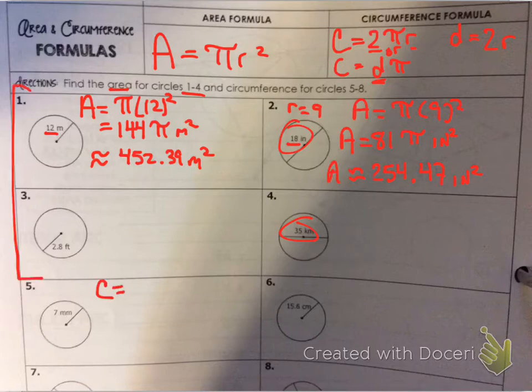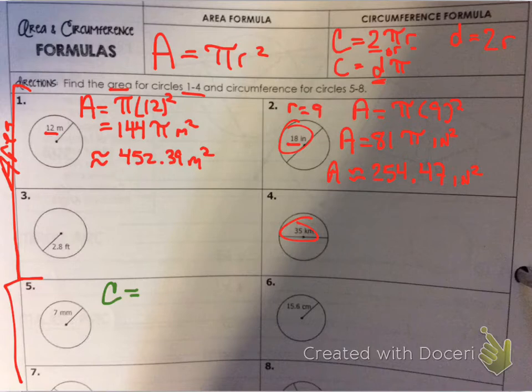Okay, so let's look at circumference now. If you look at number 5, I'm making note here that I want area on those and circumference on these others, so I'm going to change the color. On number 5, the radius is 7. They give you a radius.